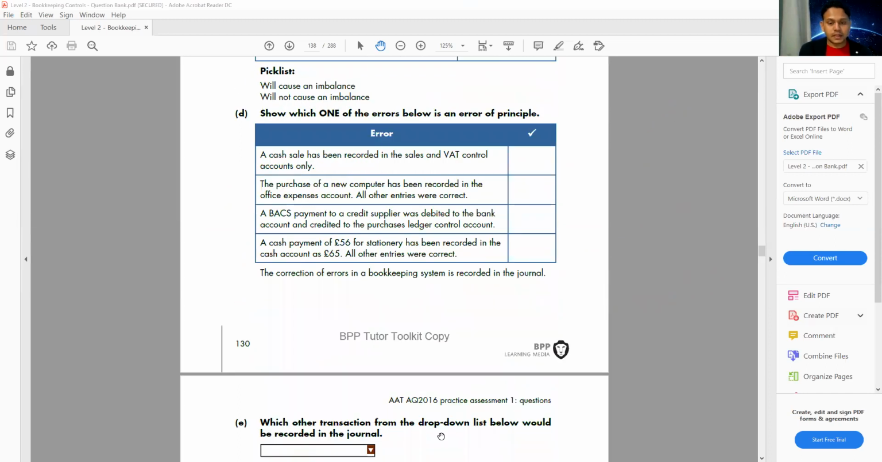The next one we have here, they said, show which one of the errors below is an error of principle. So from below, which one is the error of principle? Let's have a look at that. Error of principle. The first one, we said cash sale has been recorded in the sales and VAT control only. No. The purchase of a new computer has been recorded in the office expense account, isn't it? Buy a computer and we said is office expense.